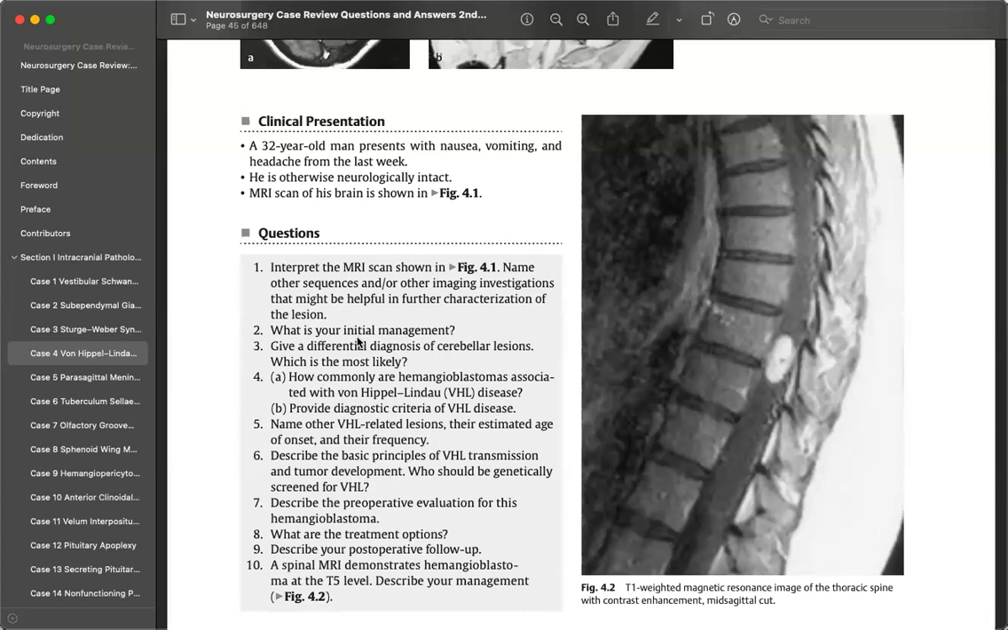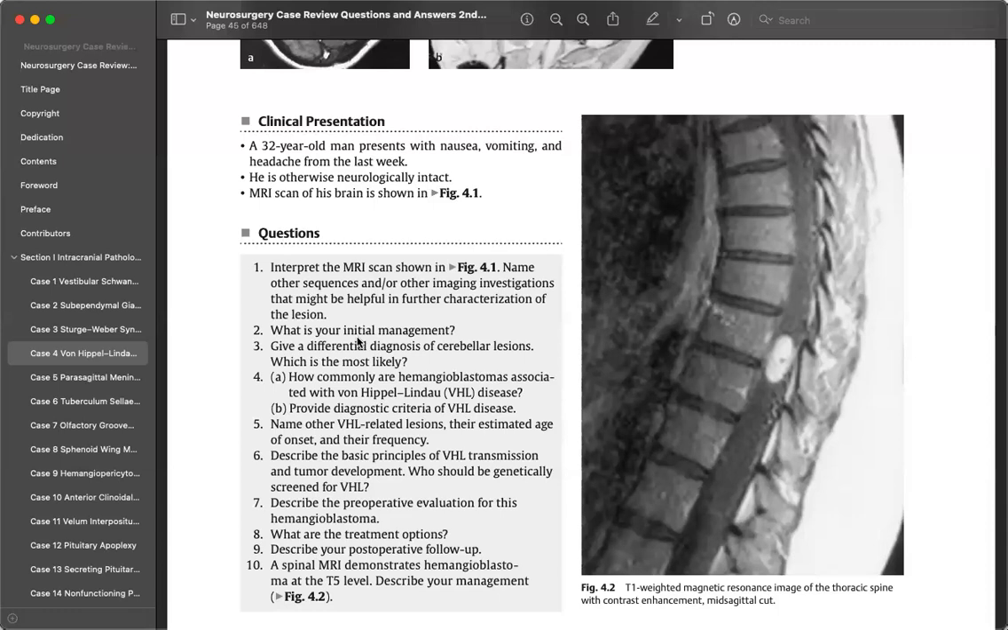All right. So give your differential diagnosis of cerebellar lesions and which is most likely. Of course, I already talked about the differential diagnosis of cerebellar lesions. So midline cerebellar lesions, most likely either ependymoma or medulloblastoma. If it is cortical lesions of the cerebellum, it could be an astrocytoma or a hemangioblastoma. Those are the 4 main common differentials.